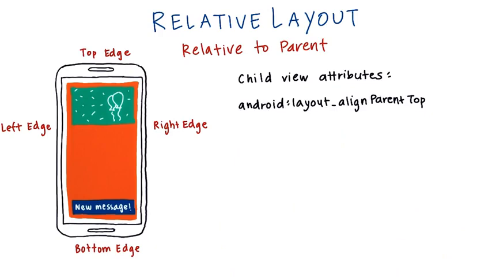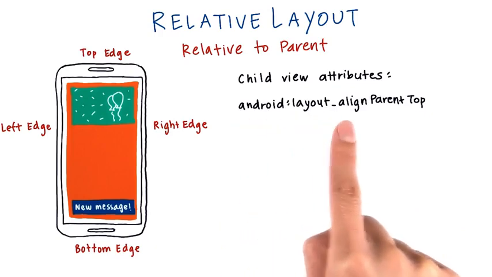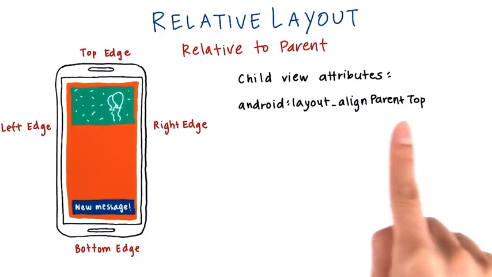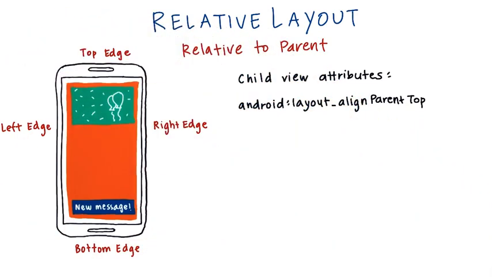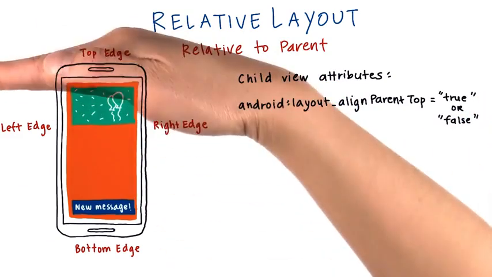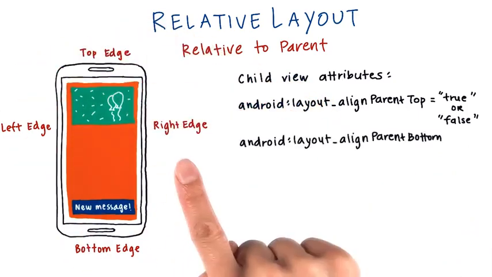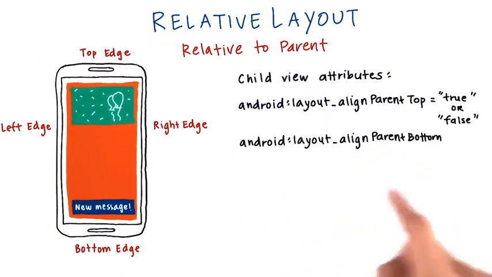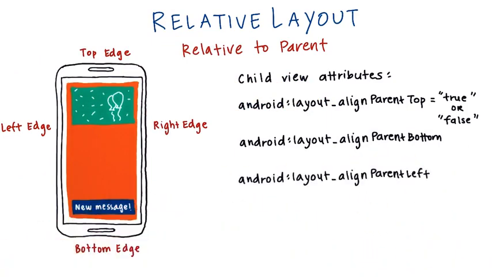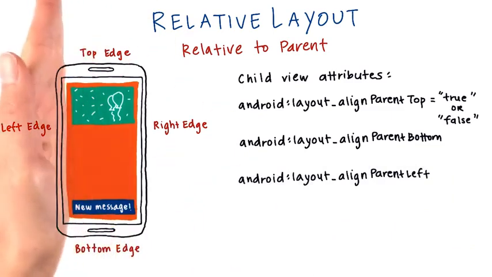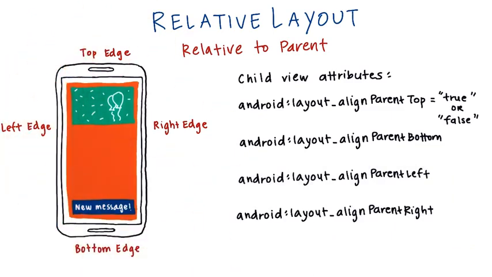The attribute name follows this format: android:layout_alignParentTop. This attribute determines whether the child view is aligned to the parent's top edge or not, so the possible values are true or false. If it's true, then the view should be aligned to the parent's top edge. If it's false, then it shouldn't be aligned. There are attributes for all the other edges as well. For example, alignParentBottom for aligning to the parent's bottom edge, alignParentLeft for aligning to the parent's left edge, and alignParentRight for aligning to the parent's right edge. You can mix and match and use multiple of these attributes at a time.